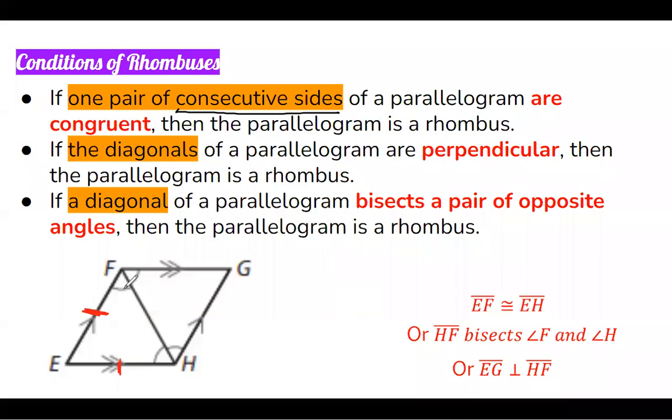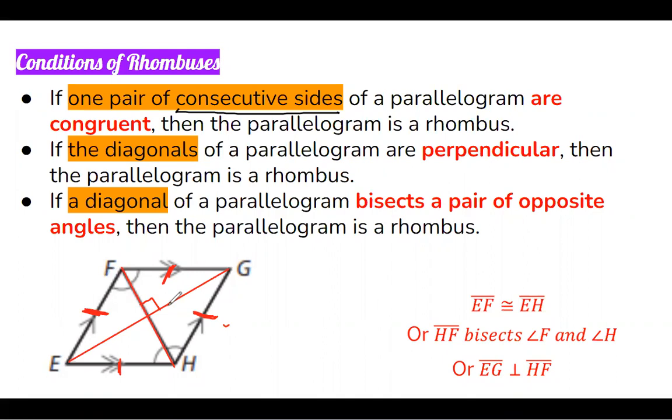Now, my diagonals have to be perpendicular. That means that whenever they intersect, like this and like this, so go ahead and draw that in, guys, they have to equal 90 degrees. Okay, they have to be perpendicular to each other. My beautiful diagonal FH or HF and EG or GE.